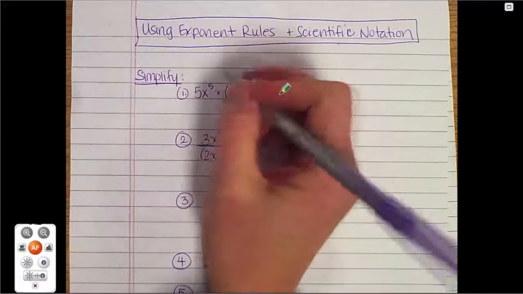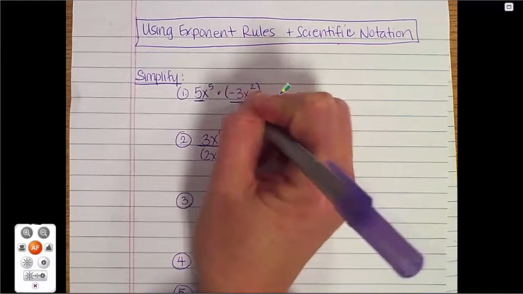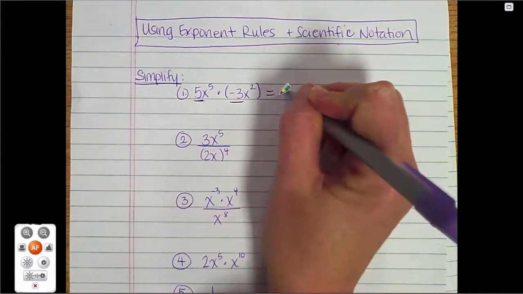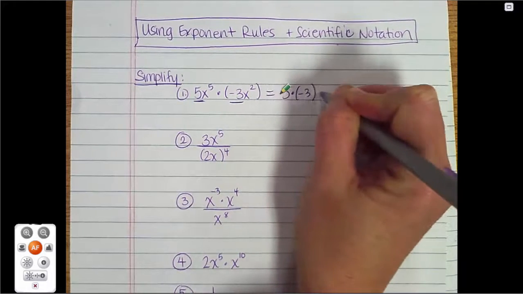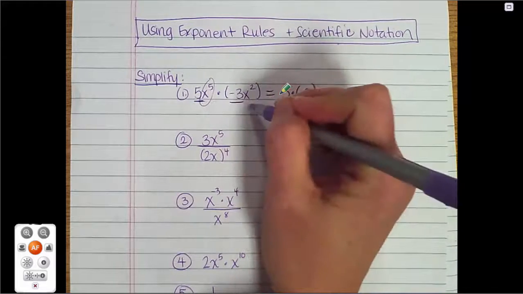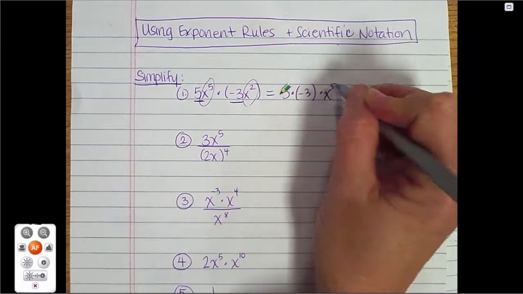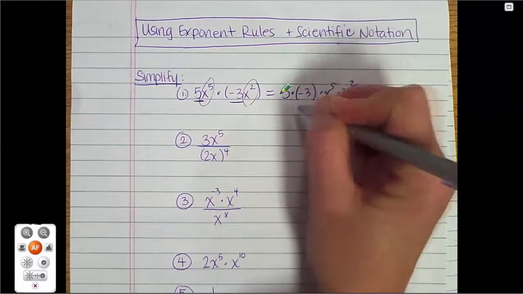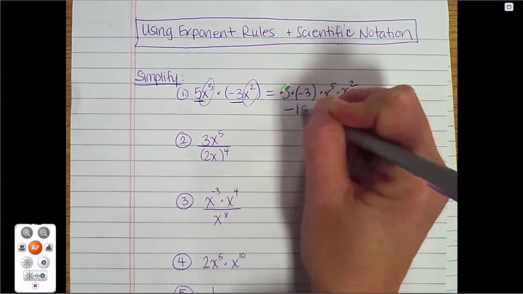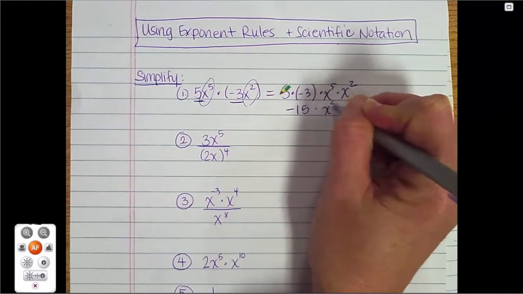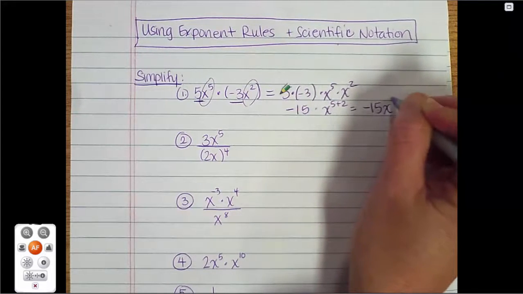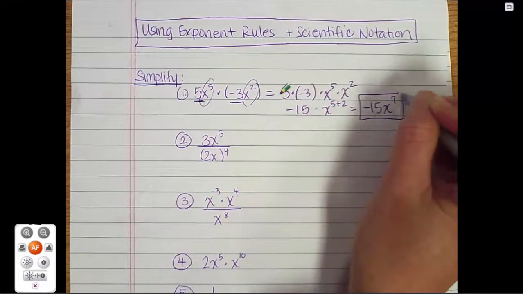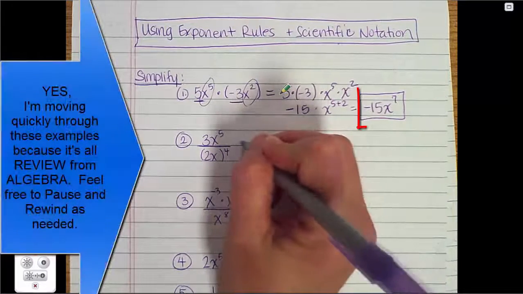Today we'll practice the rules we learned in class with exponents and also scientific notation. So our first example, 5x to the fifth times negative 3x squared. Multiply your coefficients first, 5 times negative 3, and then your variables, x to the fifth times x squared. 5 times negative 3 is negative 15, and then we have x to the 5 plus 2, which gives us x to the seventh, for negative 15 x to the seventh.